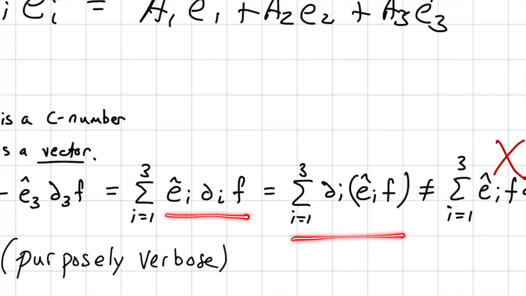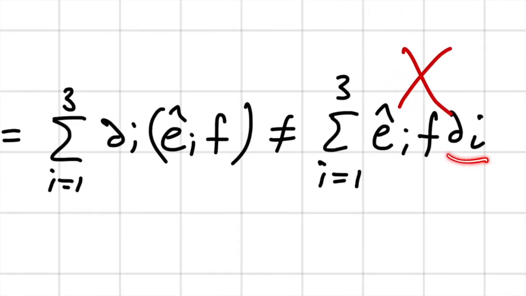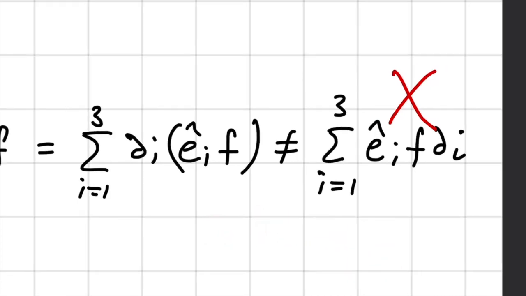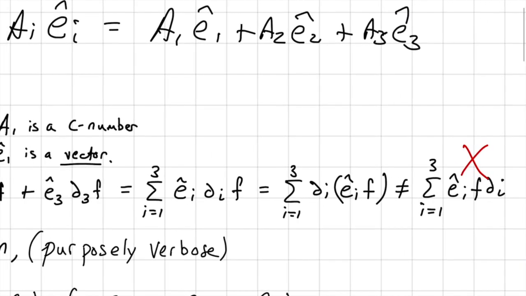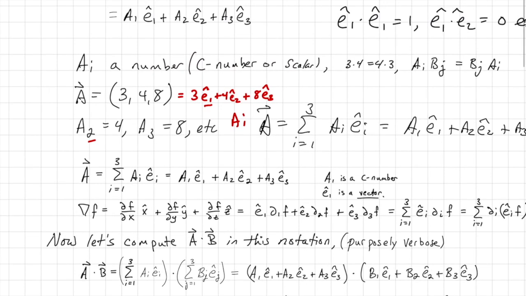But there is one thing you can't do, because remember, this is not a number. This is an operation. It's a linear operator that says take a derivative in a particular direction. So what you can't do is move this thing to the end. You always have to be very careful. So what we say is that del_i f does not commute, so it's not f del_i. And you'll see that language more going forward, especially if you take quantum mechanics at K College. You'll see that. Okay. So let's get back to the main part of our lecture here.